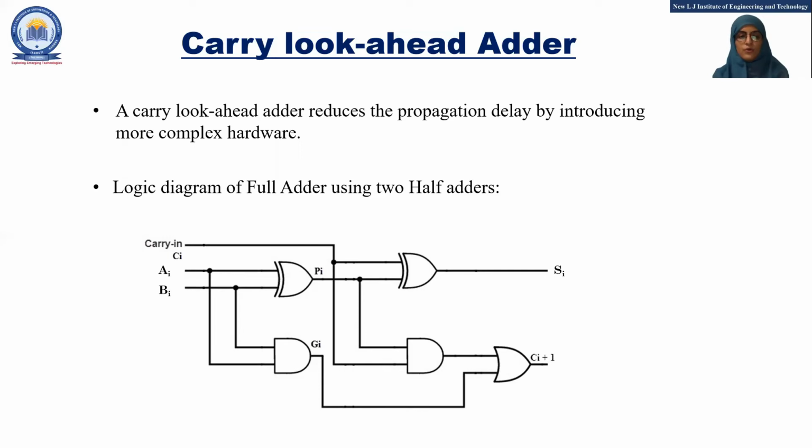As we know, Ai XOR Bi is the sum of this half adder. Ai XOR Bi can be denoted with the help of Pi, and Ai dot Bi will be equal to Gi. Now, the carry and Pi are connected with the AND gate, and this Gi and the output of this AND gate will generate the carry Ci plus 1. Also, the carry and Pi are connected to the XOR gate, which will generate the sum Si.